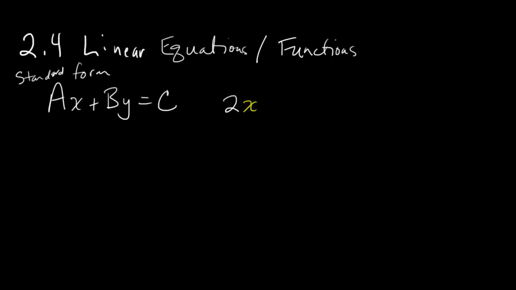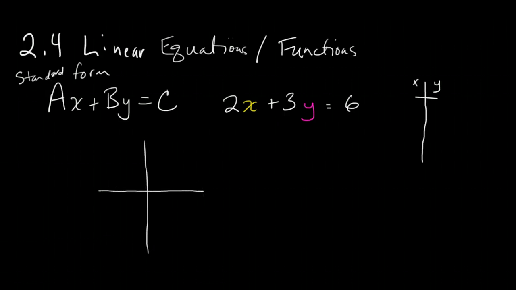2x, and let's add that to 3 times the quantity y, and we'll set that equal to 6. So as a linear equation, all we would really need to do is have 2 points. So let's make an xy chart. And let's see if we can come up with 2 points that will give us enough information to graph this equation.